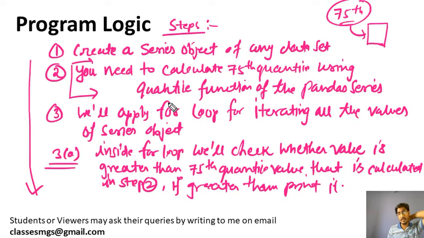Now we know what is quantile, how to calculate the quantile using the Python function, and then we will apply the for loop for iterating all the values, and then we will filter out the values that are having the value greater than 75th quantile. Now we will write the Python code in the next slide. Okay.